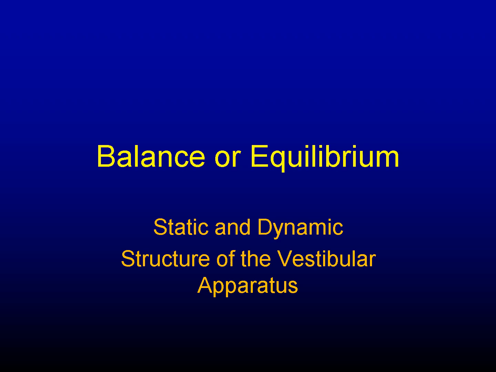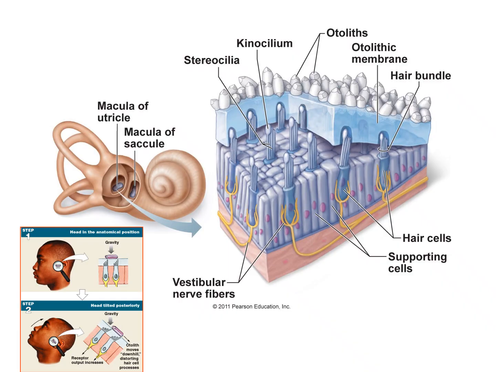There are two types of equilibrium. Static equilibrium is involved with keeping the head positioned with respect to the force of gravity, and dynamic equilibrium is for keeping the head positioned when it is subjected to movements. There are two types of dynamic equilibrium, linear and rotational. The sense organ for static equilibrium and dynamic linear acceleration and deceleration is the macula.